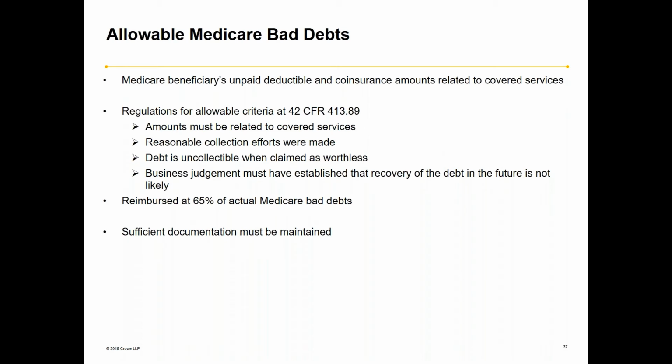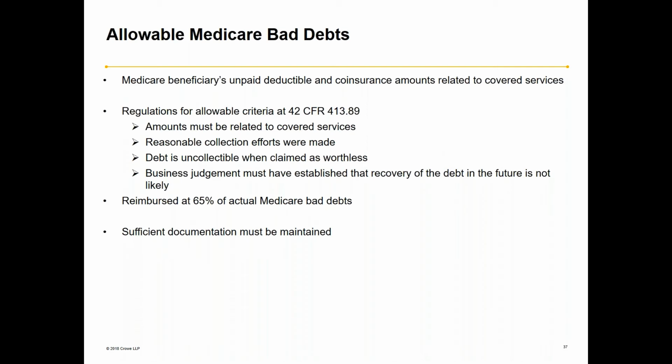So this is Medicare beneficiaries' unpaid deductible and co-insurance amount related to covered services. The regulations around the Medicare bad debt state that it must be related to covered services. There must be reasonable collection efforts made, and there's a lot of scrutiny around what those reasonable collection efforts are that we'll discuss. The debt must be uncollectible when it's claimed as worthless, and we're going to talk about what makes it uncollectible. Right now, it's reimbursed at 65%.